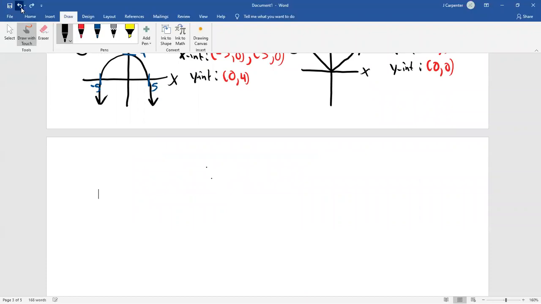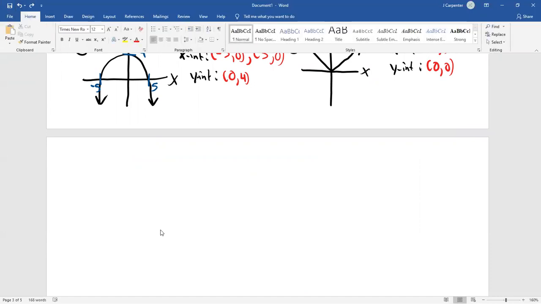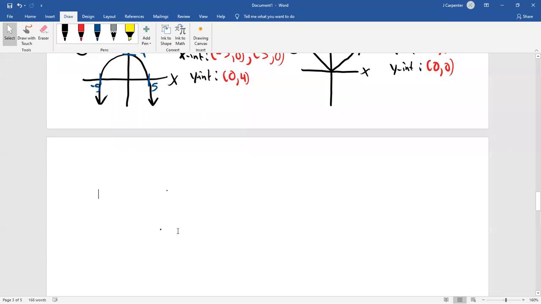What is happening? Sometimes it gets stuck in draw mode. All right, back to home then. Why is it still doing that? There we go. Erase these dots. Okay, so that's 1.1, 1.2, linear and rational equations.